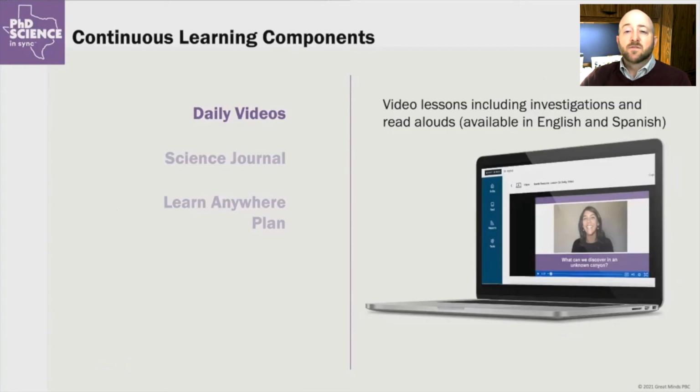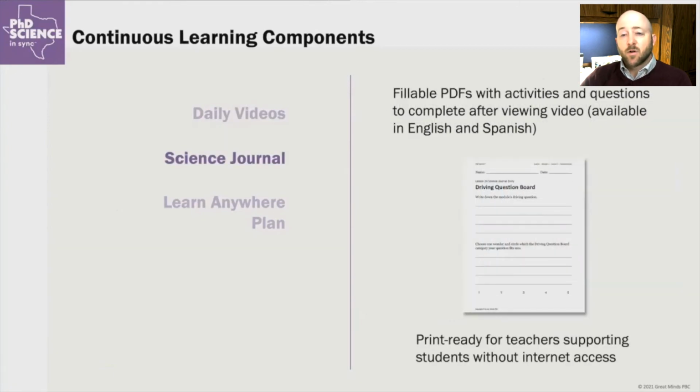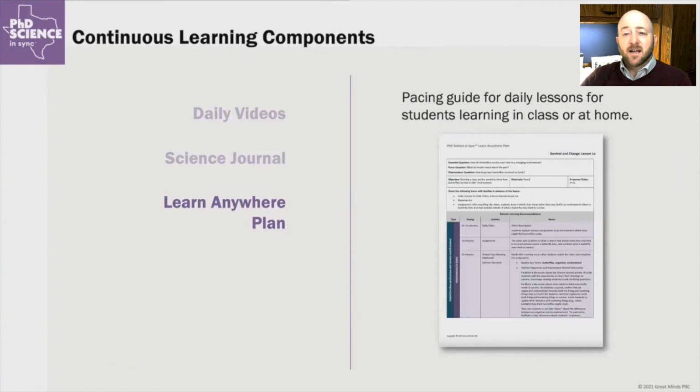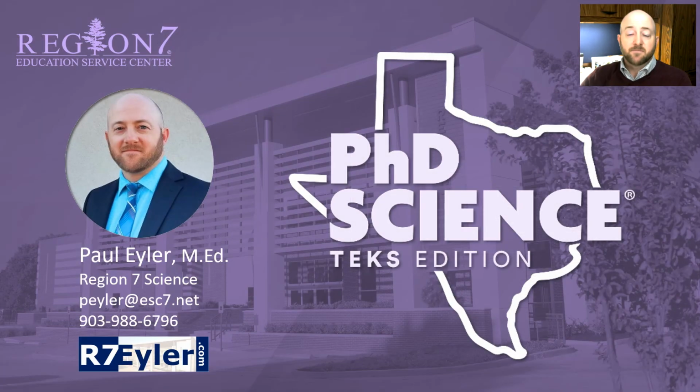The Science Journal includes fillable PDFs with interactive annotation tools focused on the essential learning of each lesson, including activities and questions for students to complete during or after watching each video. The teacher version also includes sample student responses. The Learn Anywhere plan is a pacing guide for teachers to support these daily lessons when students are not in class.